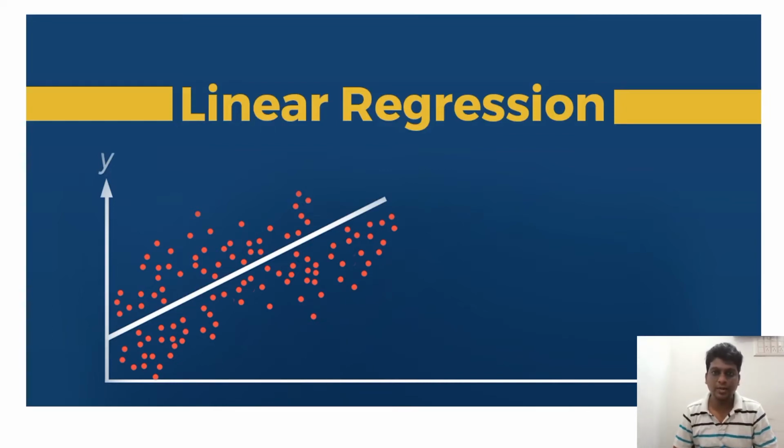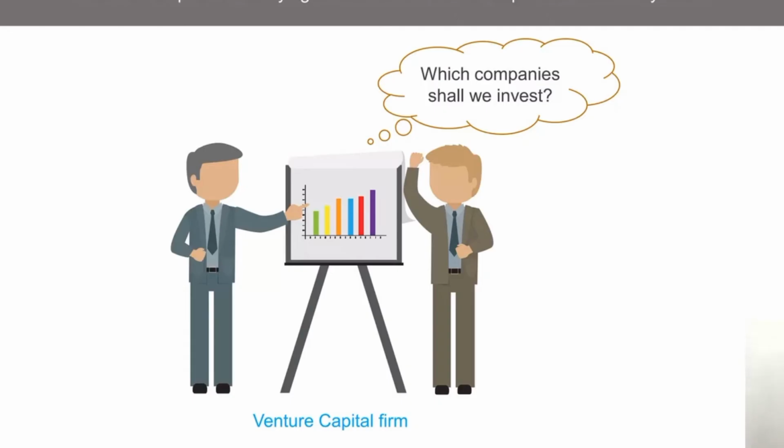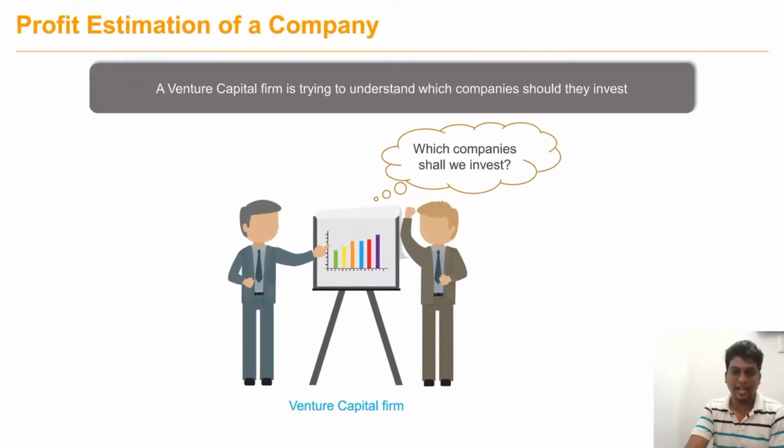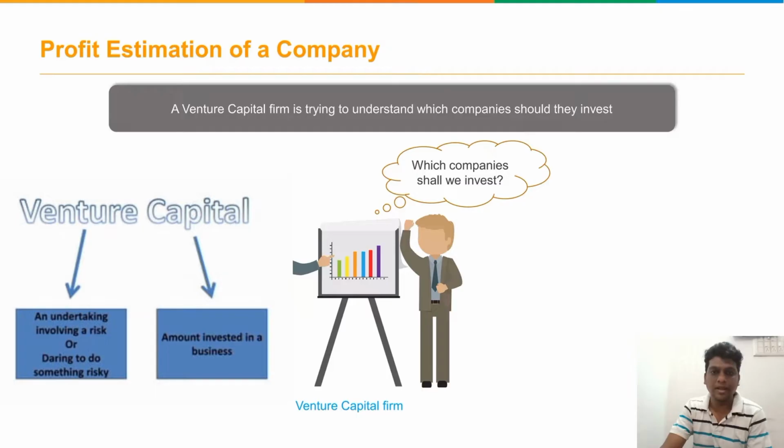Today we will discuss linear regression in machine learning. We can consider linear regression with an example. If you want to estimate the profit of a company, we can get a clear idea of which companies we can invest in. First, the venture capital firm can clearly give us the idea in which company we can invest.